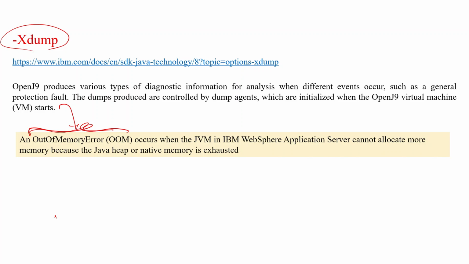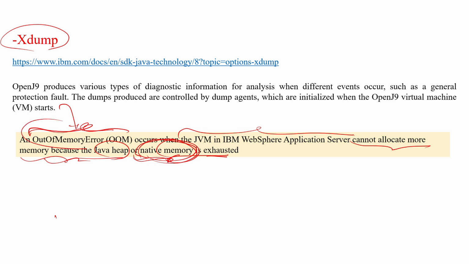So when this out of memory occurs, that means the JVM in IBM WebSphere Application Server cannot allocate more memory because the Java heap or native memory is exhausted. The native memory is outside your JVM heap. It's not part of the JVM heap. So when these two things are getting exhausted, we get the out of memory problem.